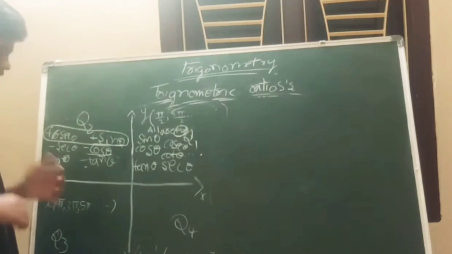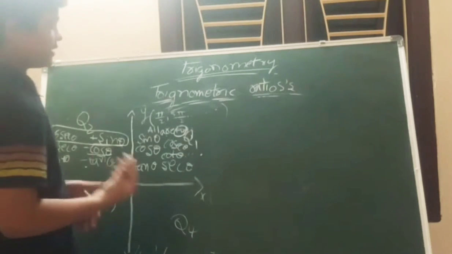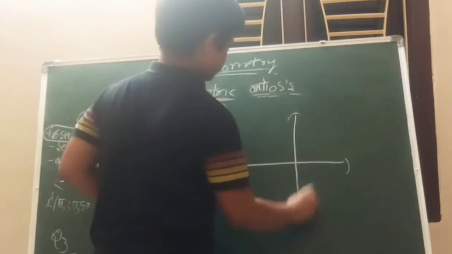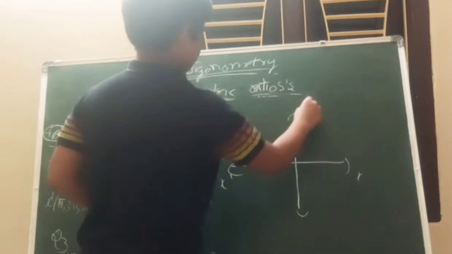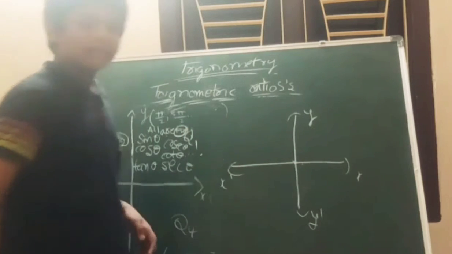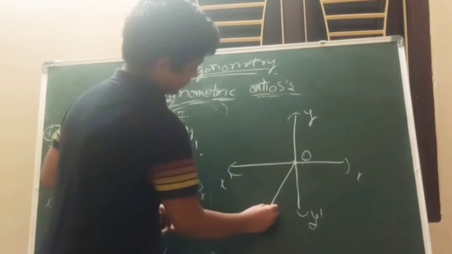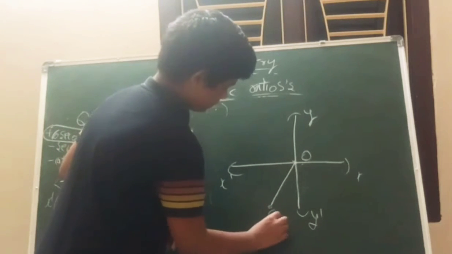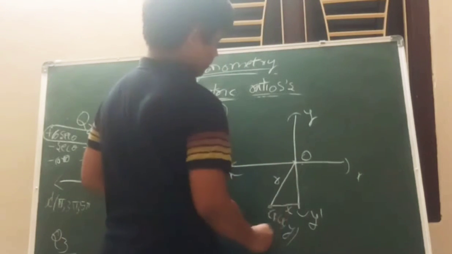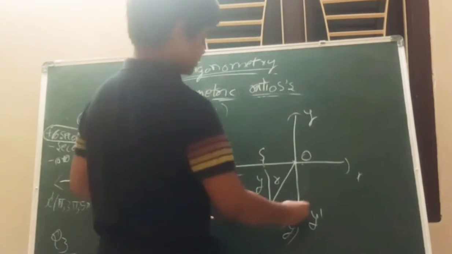Now let us discuss the signs of the 6 trigonometric ratios in quadrant 3. For that let us again take the coordinate plane. Now let us draw the right triangle in quadrant 3. This is the origin, this is the point P(x, y), this is x, r, and this is the distance from the point to the x-axis, that is y. Let us suppose this as S and this as Q.